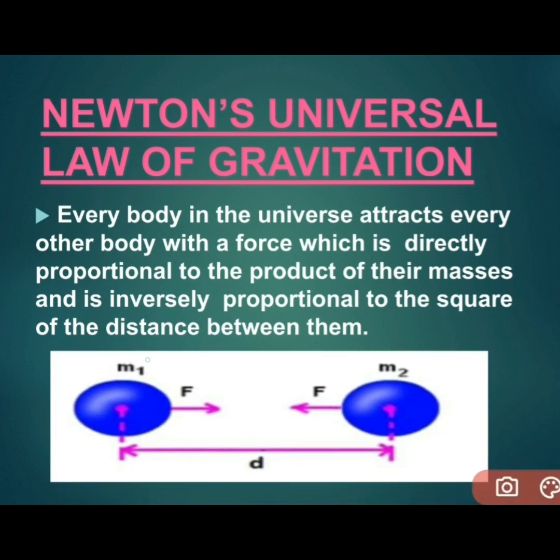As you can see, this is the first object, this is the second object, separated by, as I told you, in some books it's written as D, or in many others it is written as R. So no confusion has to be created. Whatever you are using, use it till the end. So this is a simple diagrammatic representation of the universal law of gravitation. Now let us proceed further.